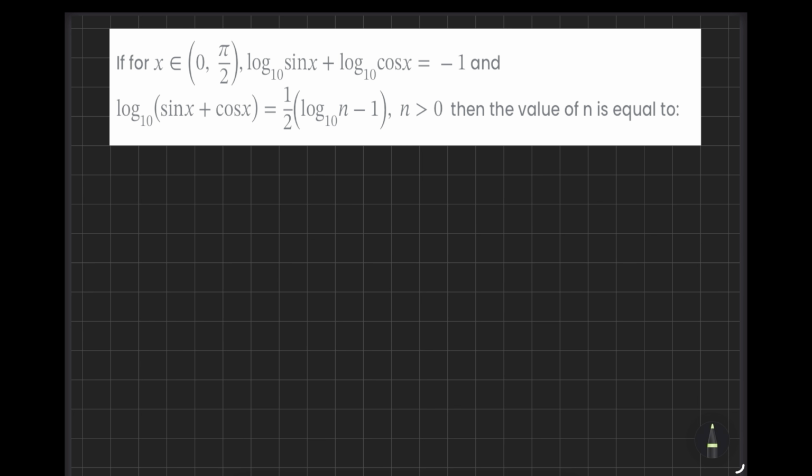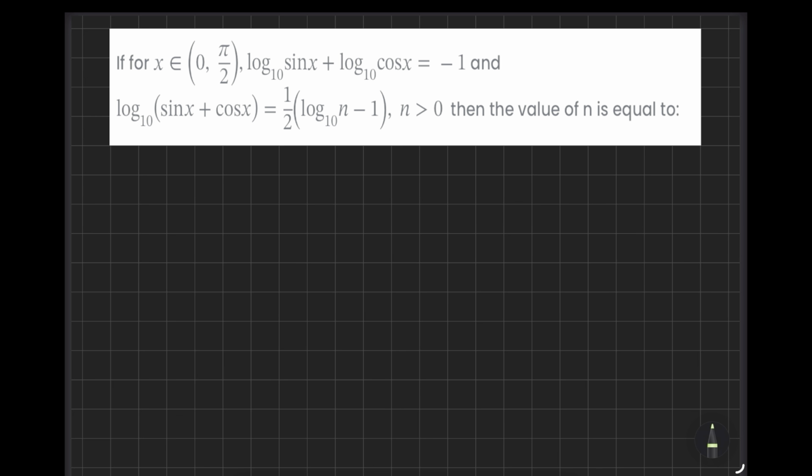So we are back with a wholesome new question which says: for x belongs to this, so this is the domain of the question, this equals to this. If you observe this equation, the base is the same, so we can manipulate. And this equals to this. Great. If n is greater than 0, then find the value of n.